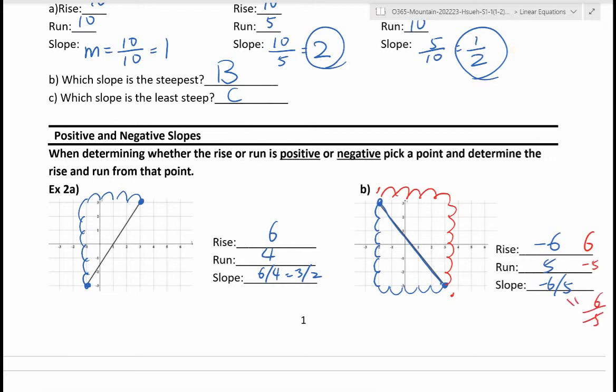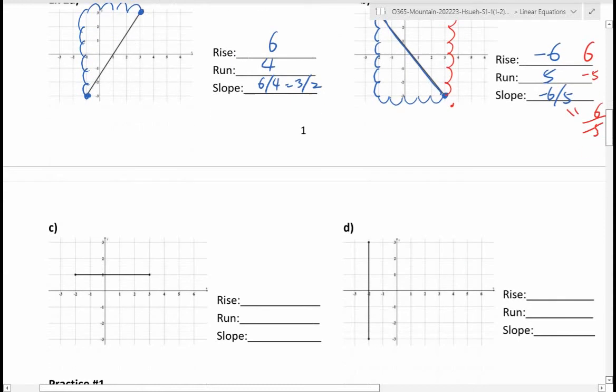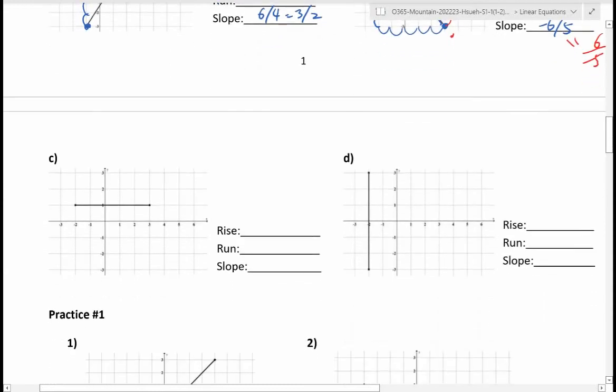And remember, negative 6 over 5 and 6 over negative 5 have the same value. So it doesn't matter how you count it, really. But usually, by convention, we just count from left to right, because that's how we graph it. But it doesn't really matter, though, okay? So there's A and B. Now let's continue to look at C and D before we do some practice.